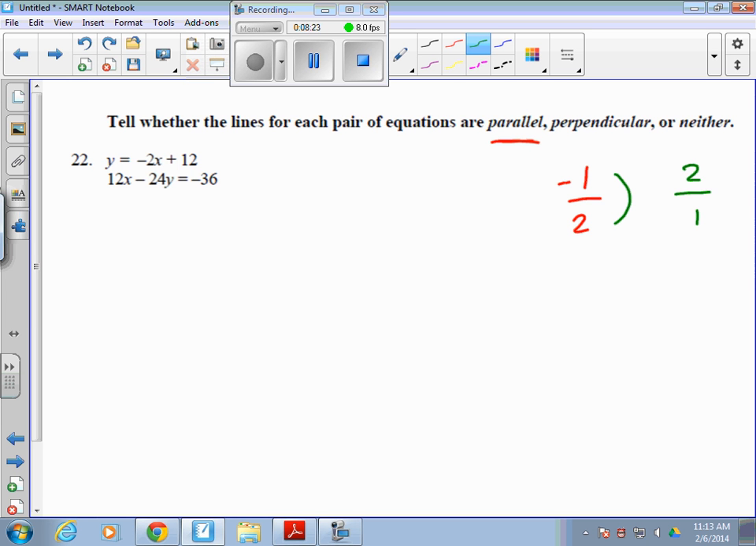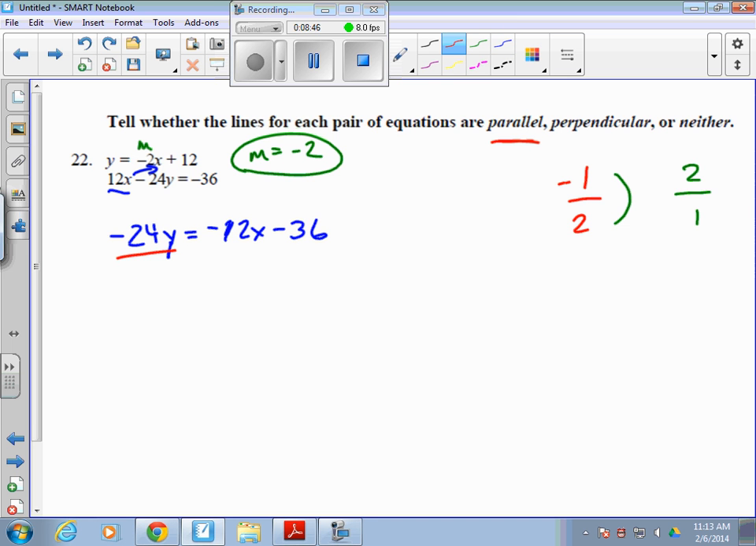So we know what our slope is of our first equation. It's negative 2. You can see m's value, mx plus b. M is negative 2. Find the slope of the second equation. You have to do that. You have to move 12x over to the other side. When you do that, you have negative 24y on the left. Positive 12x becomes negative 12x on the right, and you still have negative 36. You don't do anything with that. Then divide by negative 24, do it on the right as well.